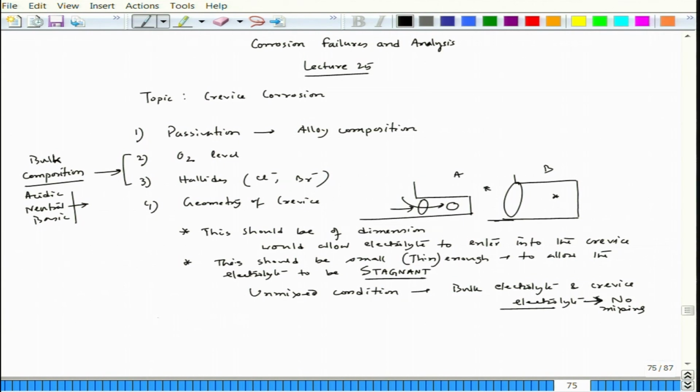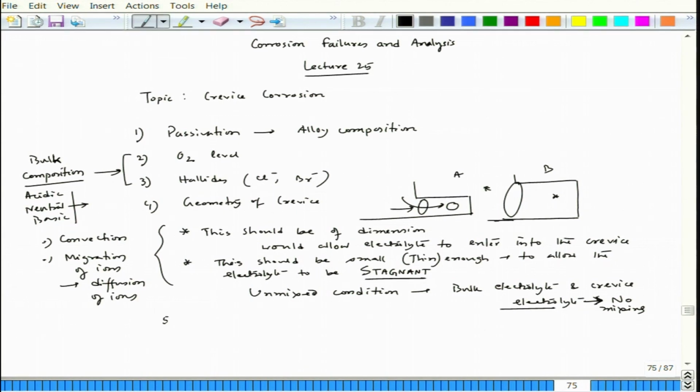Of course, the mass transport, in fact, geometry of crevice, it talks about mass transport in the form of convection, and the second part is migration of ions, or you can say diffusion of ions. Okay. So, that means these are the factors which can lead to crevice mode of corrosion.